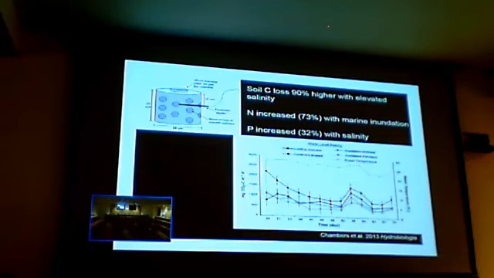So when they manipulated salinity, they got some release of phosphorus. When they manipulated depth, they got some release of nitrogen, and an effect of salinity on carbon loss, but not inundation on carbon loss.